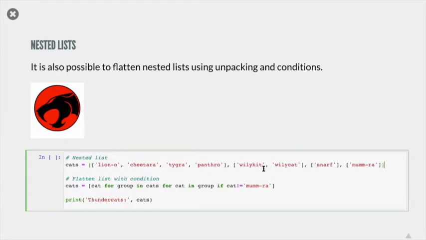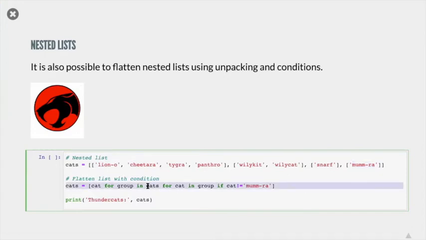So now imagine someone says, okay, I want just a single flat list, no nesting whatsoever, and I only want to keep Thundercats. So anybody who's an expert would know that Mumra is the bad guy, he's not a Thundercat, so we need to remove him from the list. So again, rather than making a whole messy amount of code, I can do this in one line.